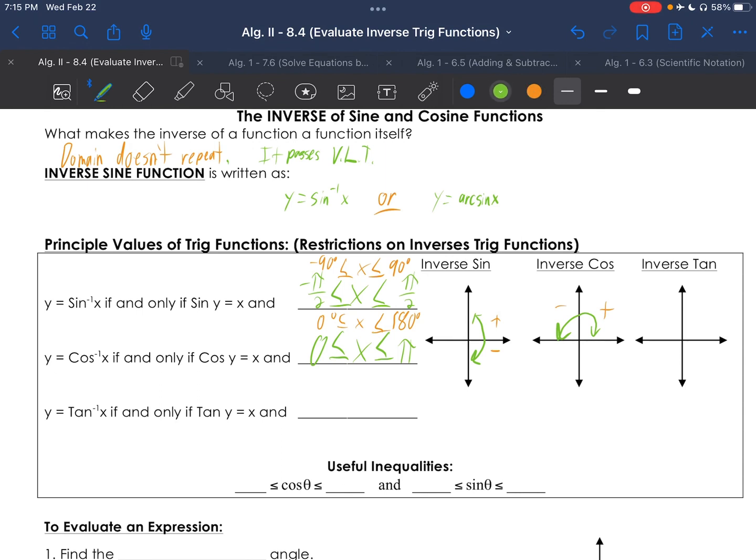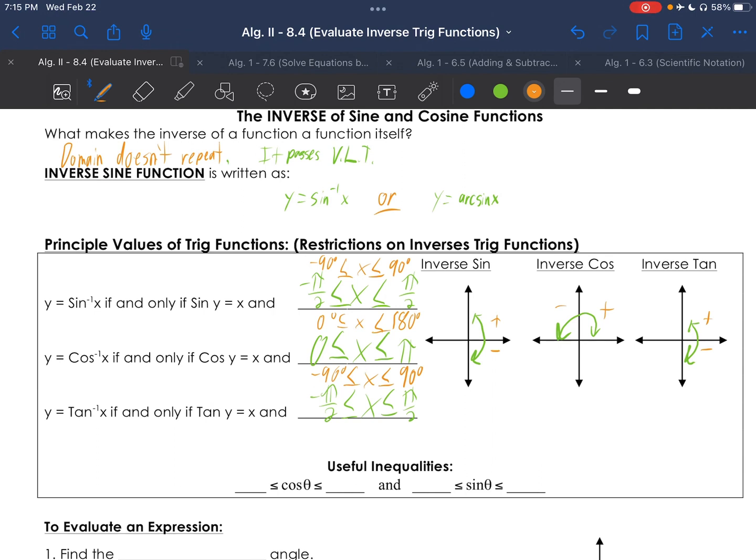Inverse tangent, the domain of that, is going to be negative pi over 2 less than or equal to x less than or equal to pi over 2. The same as inverse sine, which once again would be the same as negative 90 degrees less than or equal to x, which is less than or equal to 90 degrees. So that would look identical as far as the possible values it could be and when it's positive and negative compared to sine.